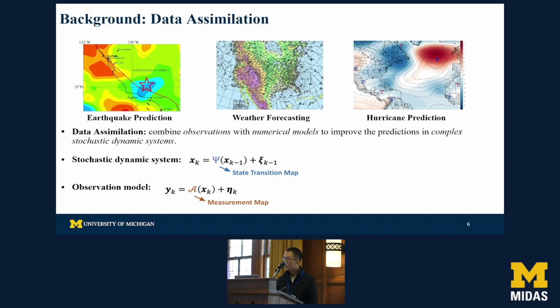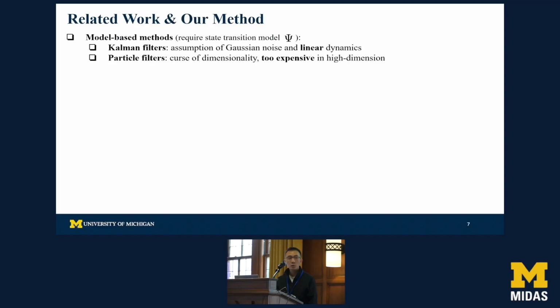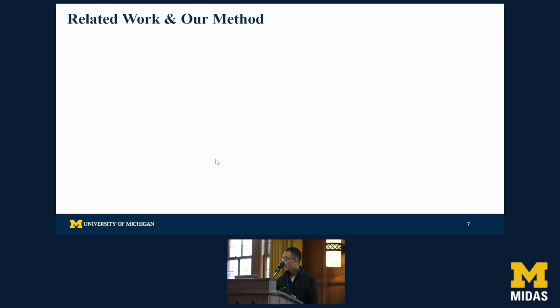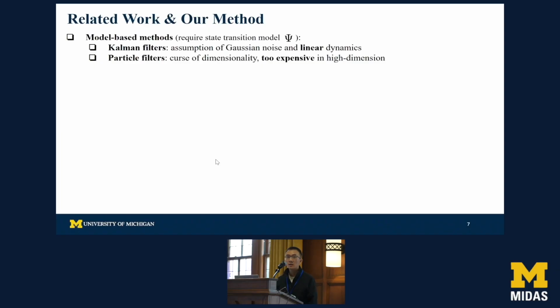There are some classical methods to solve it. For example, there's the Kalman filter that can track the states of the dynamic system. But the classical Kalman filter assumes that the state map needs to be a linear map. If the state transition is not linear and the noise is not Gaussian, the Kalman filter will break down.